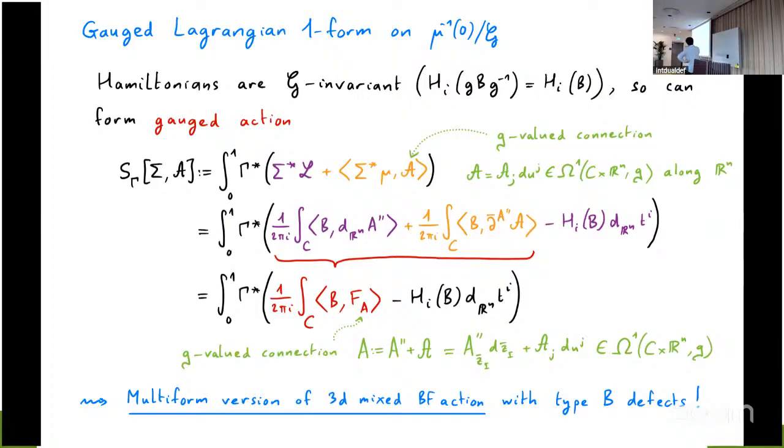So essentially, this tells you that the BF action is, by design, a Lagrangian. It describes a variational formulation of the Hitchin system. More precisely, this is a multiform version, because, as I described, I have a Lagrangian one-form on a multi-time space, which I pull back to a curve. This describes a family of actions which encodes a multi-time version of the 3D mixed BF action. So it really encodes all the time flows of the Hitchin system in one action.